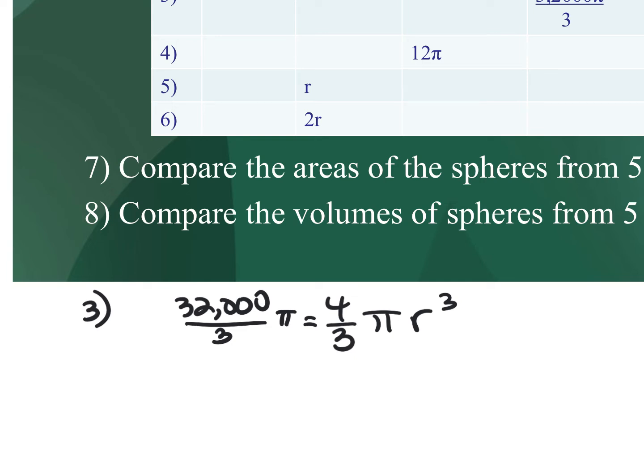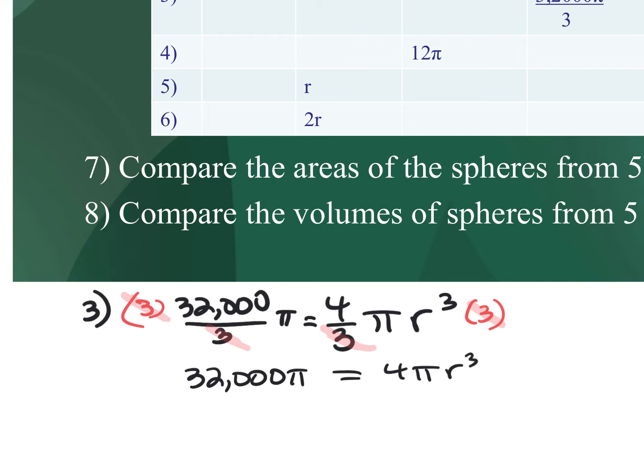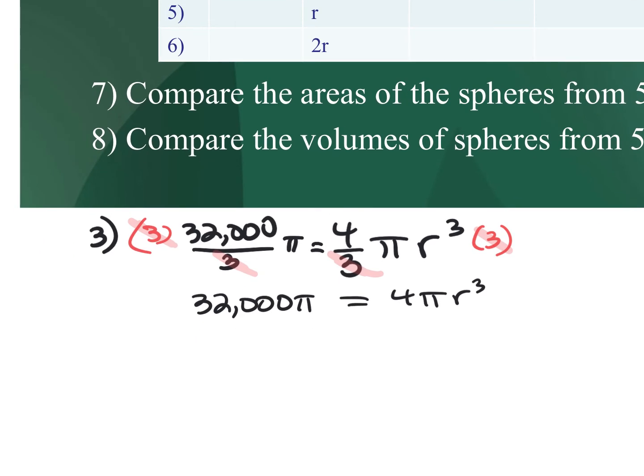I'll go ahead and get rid of the fraction first. I could times both sides by 3. That will cancel the denominator on both. And now I'm left with 32,000 pi equals 4 pi radius cubed. I now could, and in one step if I want, just divide both sides by 4 pi. That will cancel the pi's. And it also cancels the 4's.